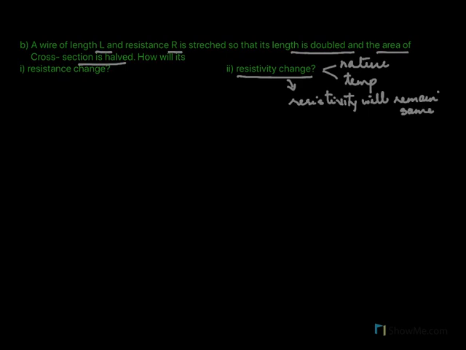Let's go ahead and see what happens to the resistance. So here first the length is L and resistance is R. So we'll write case 1. Here the length is L, resistance is R. So that its length is double.